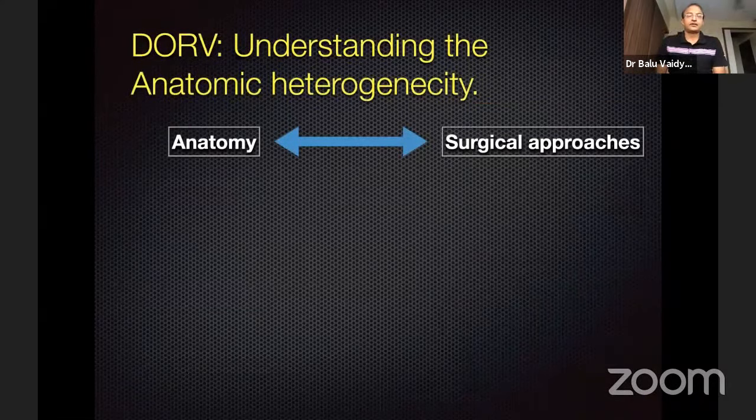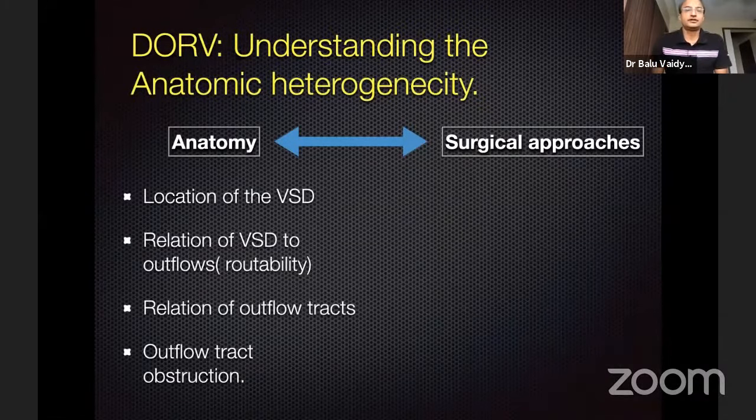Now, why is it important to understand DORV individually, each case separately? This is because the anatomy often decides the surgical approaches. Sometimes, the DORV can be fixed by a single stage operation with excellent outcomes and need not necessarily have a complicated postnatal course. What are the anatomical features which decide the surgical approaches?